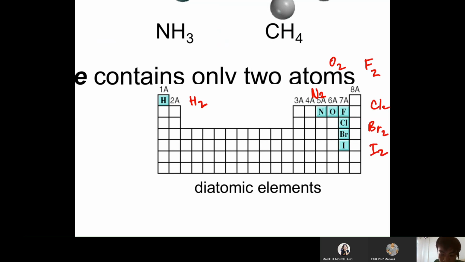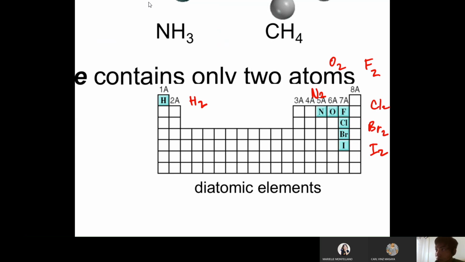Kailangan natin yan i-remember. Again, so ano yung mga typical diatomic atoms natin? So, we have hydrogen gas, H2, oxygen gas, O2, nitrogen gas, N2, fluorine gas, F2, chlorine gas, Cl2, bromine, Br2, and iodine, I2. Okay, so basta yun.